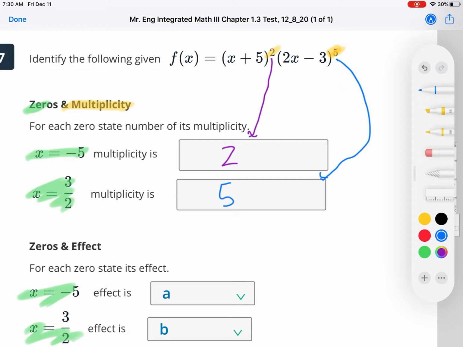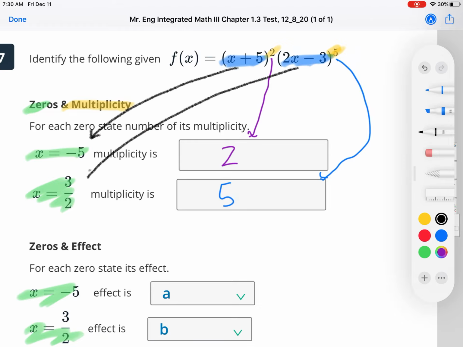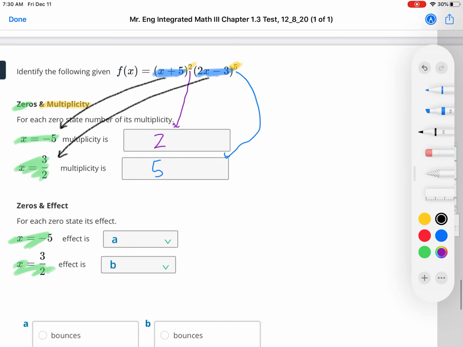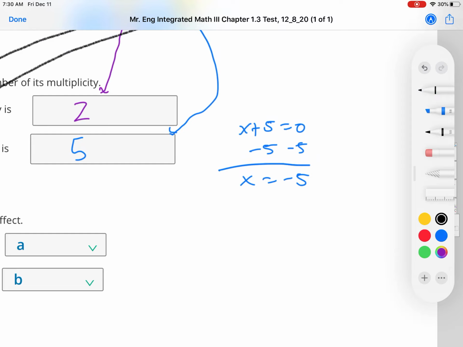Okay, how did I get those? How do you go from these binomials in blue to those over there? Well, you're just setting those equal to 0. So x plus 5 equals 0, and then you would get x equals -5. So this is a big idea, guys. The parentheses, x plus 5 set equal to 0, is the same thing as x equals -5 here in purple. They are both zeros. So the black and the purple are the same.